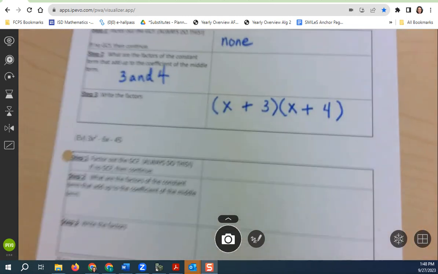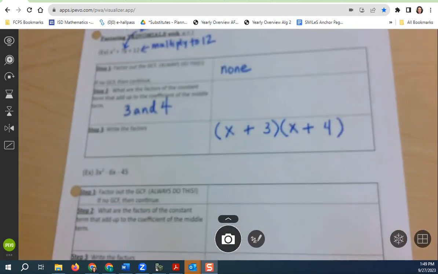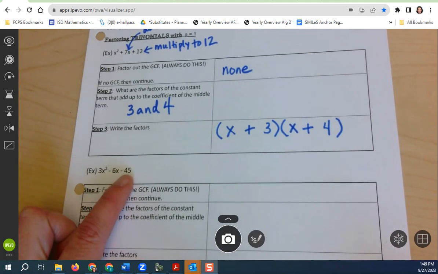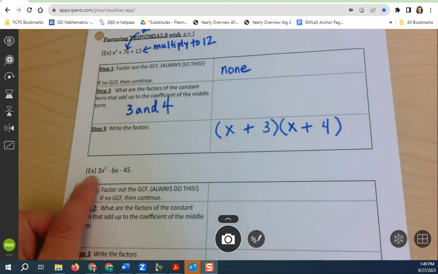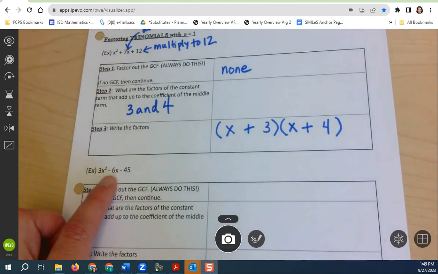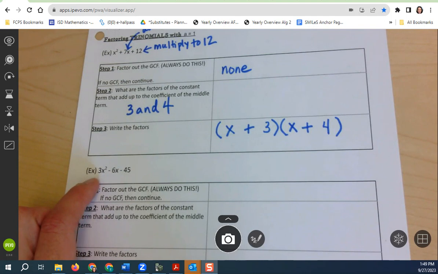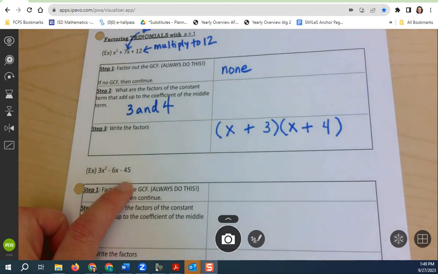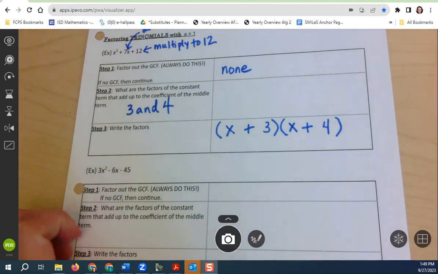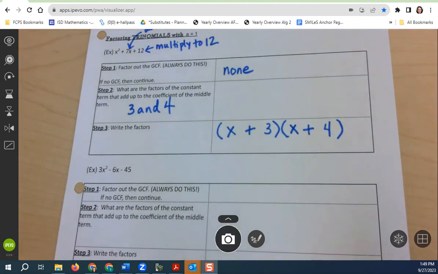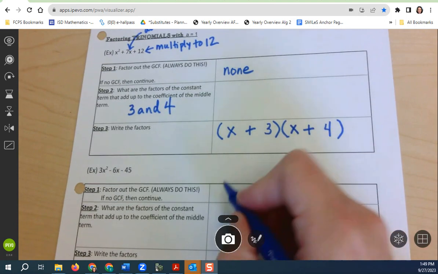Let's look at the next one. Starting by factoring out the greatest common factor: 3x squared minus 6x minus 45. Think to yourself, what number can I divide all 3 of those by? But don't say it out loud yet. What number can I divide all 3 of those? 3. Robbie says, don't say it out loud yet. Did anybody get the same as Robbie? Anybody else get 3? Does it work? Yeah, we can divide them all by 3. So our greatest common factor is 3.